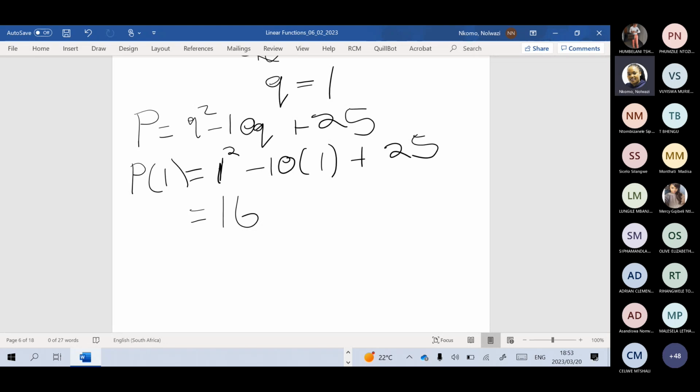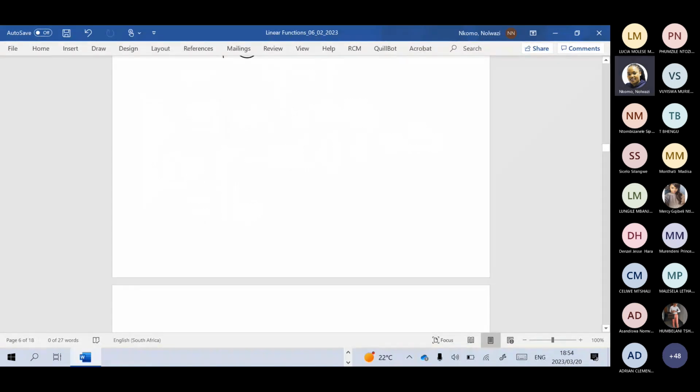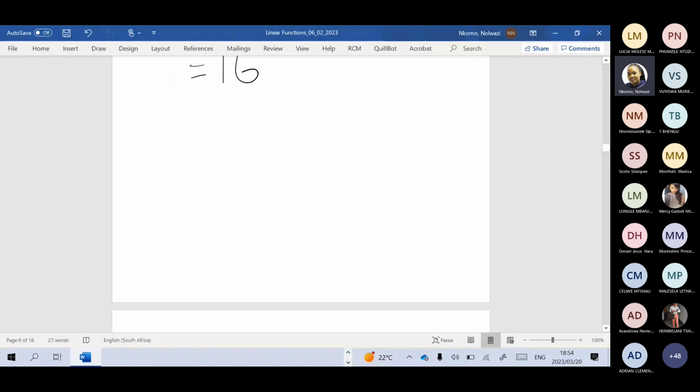Okay, can we move on? Remember, we are repeating everything that we did for linear functions. The way we find the equilibrium point in linear functions, we'll do the same thing here for nonlinear functions. Okay, moving on to break even.